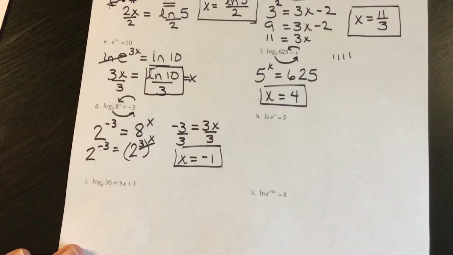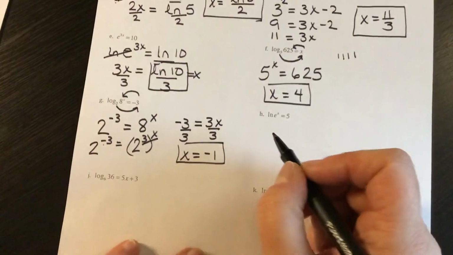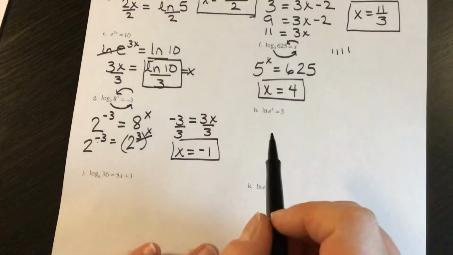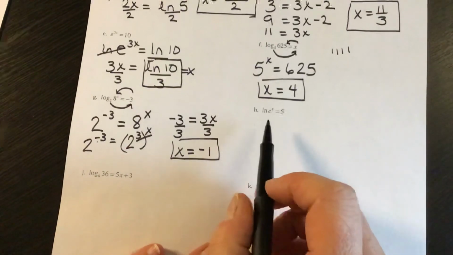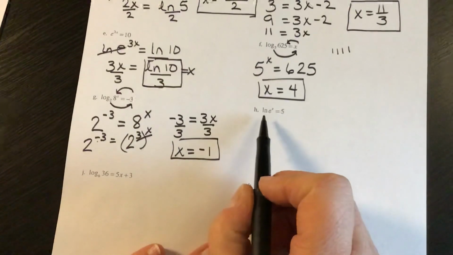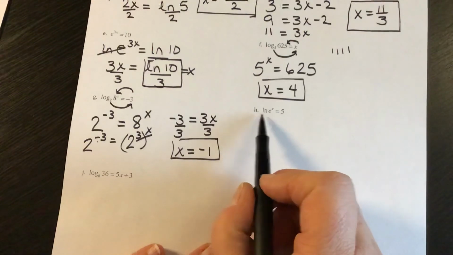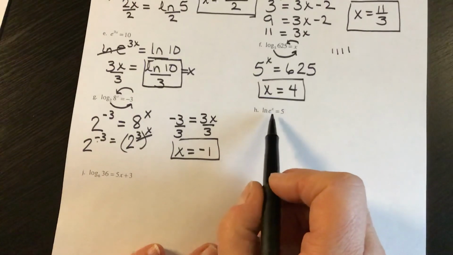All right, so one more, and then we'll have a couple more that we can practice before we do our assignment. Now here, remember I said if you do a natural log of e, they're going to cancel out. So if I were to cancel out the ln and the e, I have x equals 5.